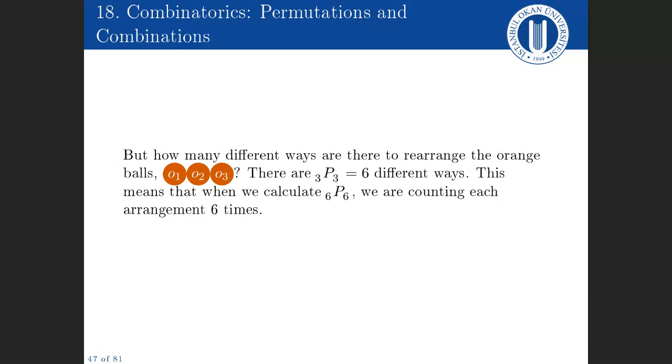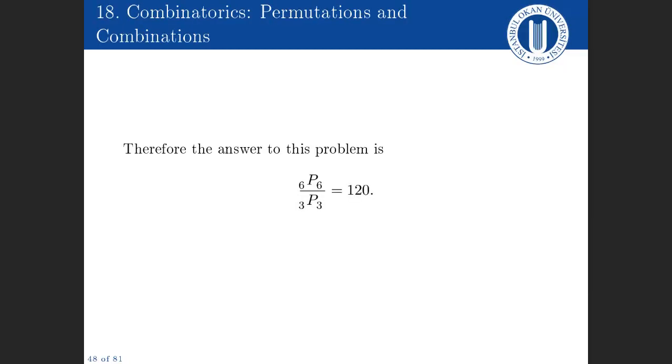So let's ask, how many different ways are there to arrange these orange balls? And the answer, of course, is there's 3P3 equal to 6 different ways. That means that if we were to calculate 6P6, we're going to be counting each arrangement 6 times. So the answer to this problem is actually 6P6 divided by 3P3. There's 6P6 ways to arrange the balls in a line, but if we did that, we would be counting each arrangement 6 times, so we divide by 6, and we get 120.